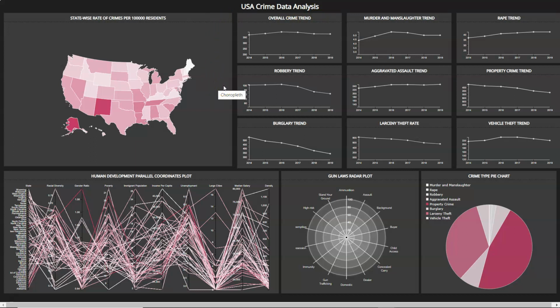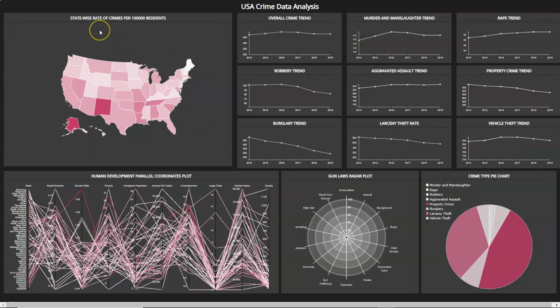So here we are trying to find out crime data analytics in the United States of America. We see how the crime rates differ in different states, and we try to find out if there are some demographic factors that affect those crime rates. We also see if there's any effect of gun laws on them and what their general trend is in the last 5 to 6 years.